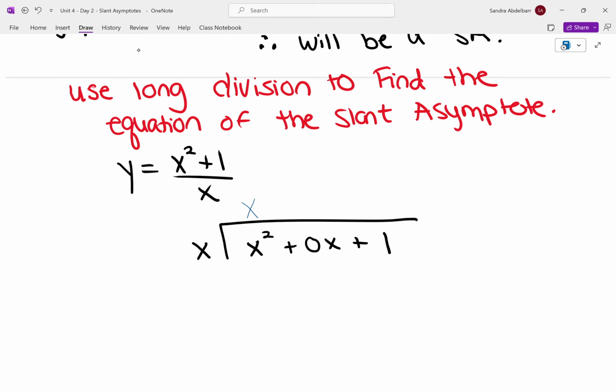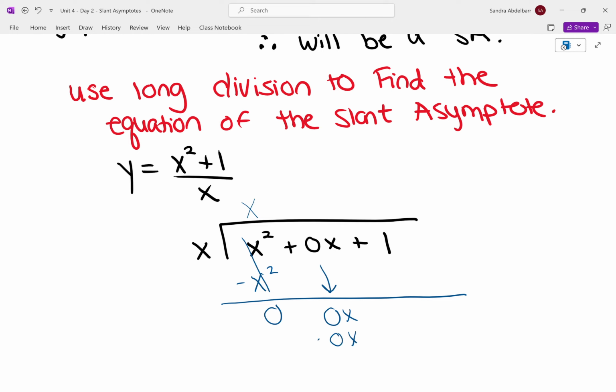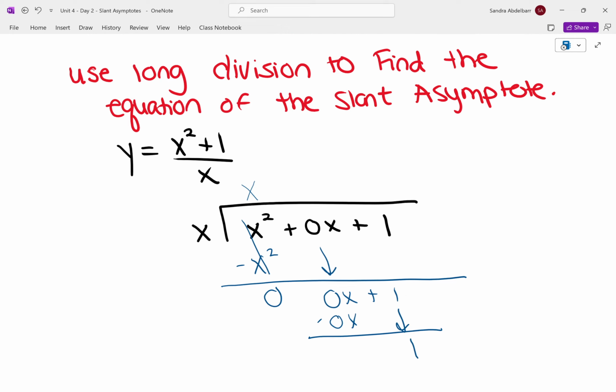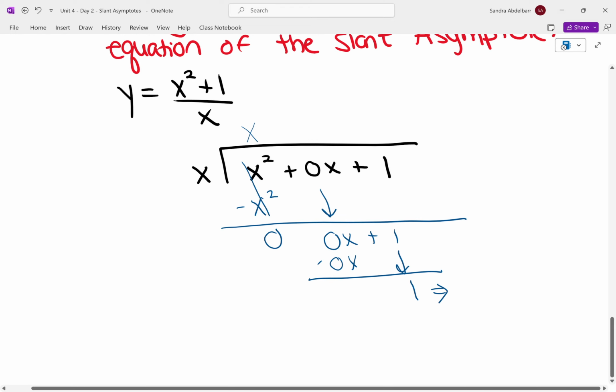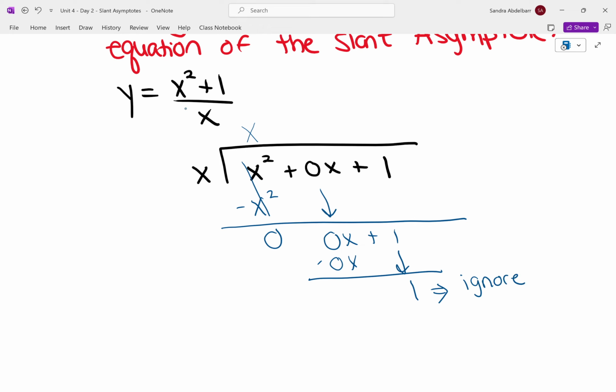All right, well, x times what gives us x squared? x times x. So x times x is x squared. We then subtract. We bring down a 0. Well, obviously, x times what will give us 0? 0. Do I even need to put that? No. So then we'd have 0x, bring down the 1. What is the 1 considered? This is the remainder.